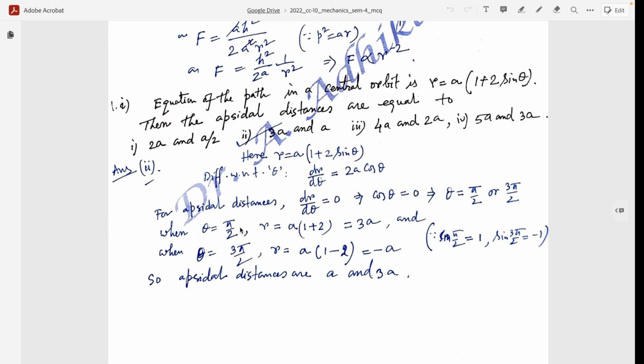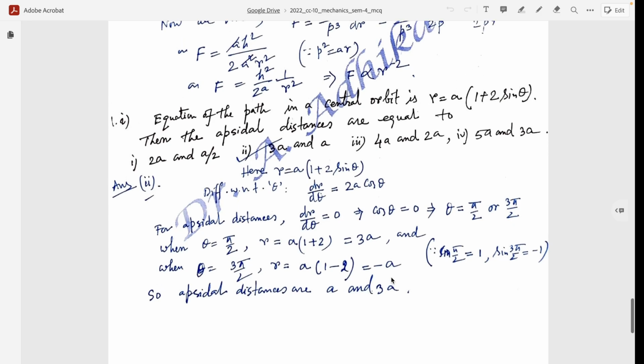So when theta equals pi by 2, we get the value of r as a bracket 1 plus 2 into sin pi by 2, which is 1. So r equals 3a. And when theta equals 3 pi by 2, the value of r equals a bracket 1 plus 2 sin 3 pi by 2. Sin 3 pi by 2 is minus 1, so the value of r is minus a. So actually the magnitudes of the apsidal distances are a and 3a. The correct option is 2.